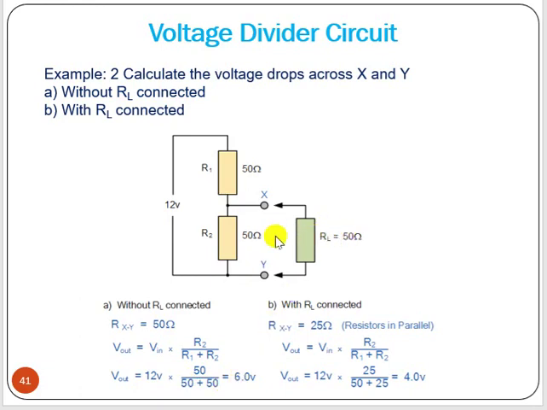Now if this RL is also connected, then what happens? This 50 and 50 will be in parallel. That will become 25. Equivalent resistance in parallel of same resistances means R by 2, so 25. Then RXY becomes 25. So voltage becomes total voltage into 25 by 50 plus 25. Previously R2 was 50. Now because of this parallel combination it becomes 25. So the voltage drop reduces because the effective resistance reduces from 50 to 25.